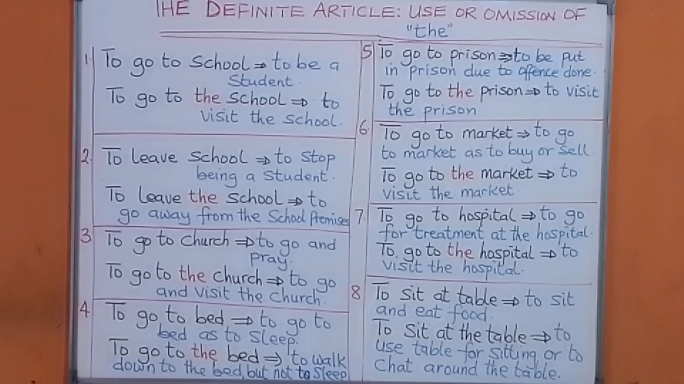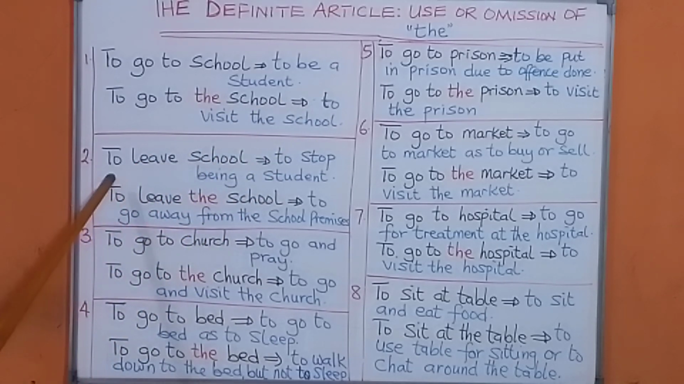So, when you say "to go to the school", it means to visit the school, to go there without taking part in any academic work. That is what that means. But if you know you are going to take part in academic work, say, "I go to school". Not "I go to the school". "I go to the school" means to visit the school.